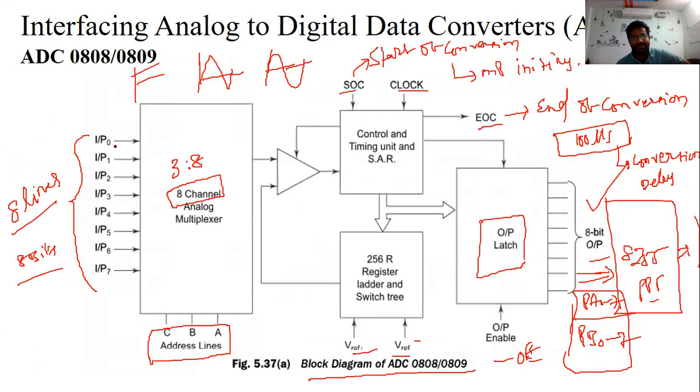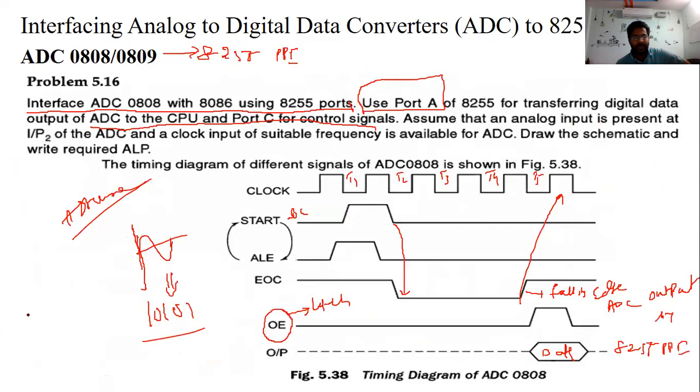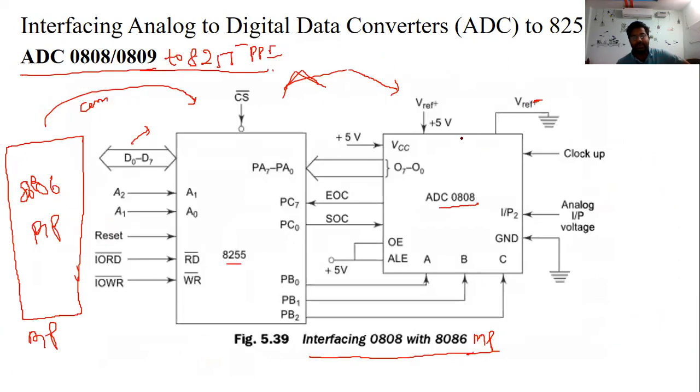So what are the input signals? These are the address lines. These are the input signals. This SOC, clock, EOC, all the signals are available here. See this clock input signal, analog input. This is the analog input voltage and ground here. And the output signals, see these output signals O0 to O7.